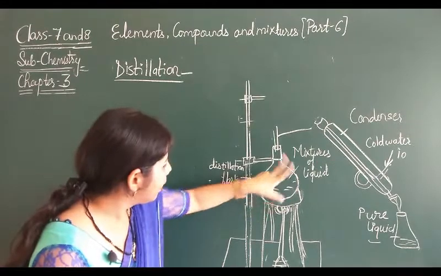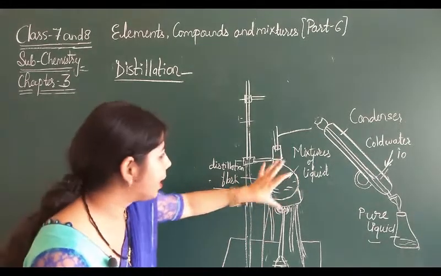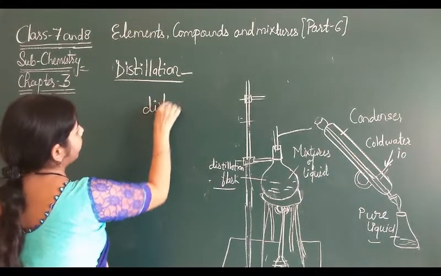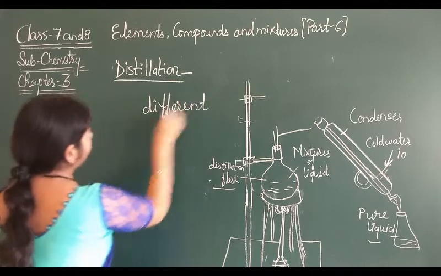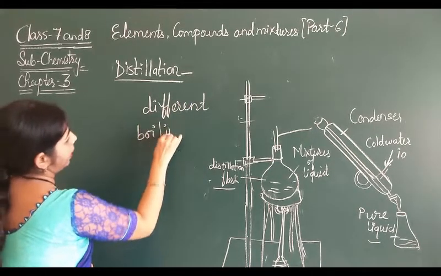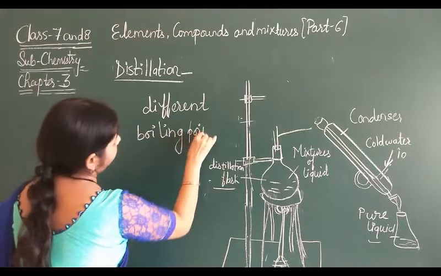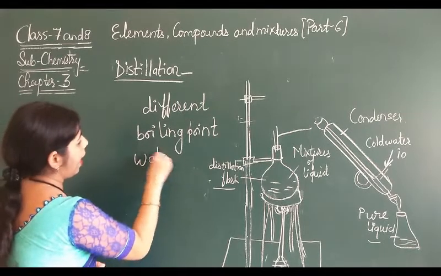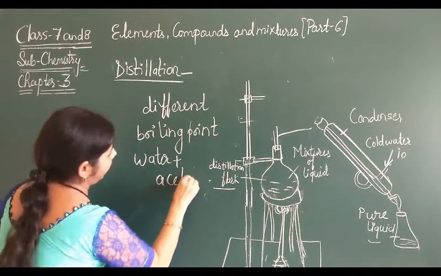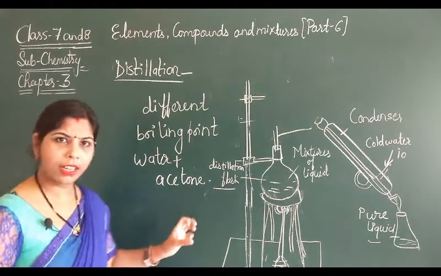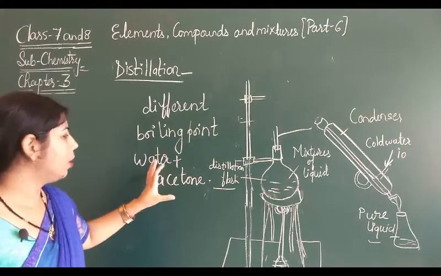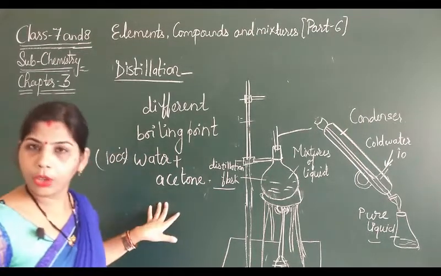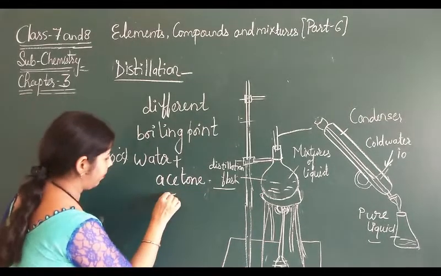What happens here? The flask is there and two liquids are there, but in this process they have different boiling points. Suppose we had taken the mixture of water and acetone. This is the example. The boiling point of water is 100 degrees centigrade, as you all know, and the boiling point of acetone is 56 degrees centigrade.